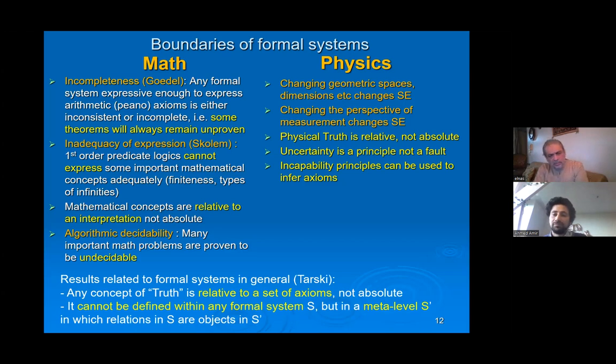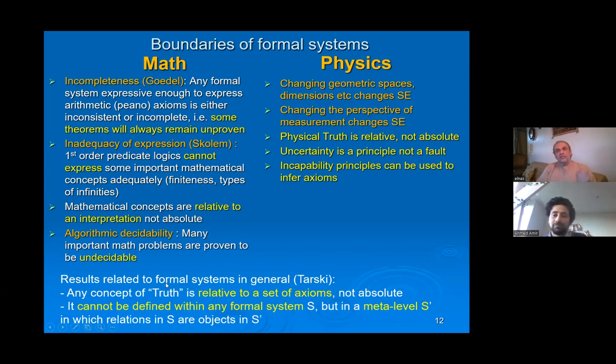Tarski is a mathematical logician, and he is the one who formulated the actual formal system of mathematical logic which we use today. He investigated formal systems which might not be logical, because not all formal systems are logical systems, but all logical systems are formal systems. Formal system is something more general. So he studied formal systems in general, and he found out that any concept of truth is relative to a set of axioms, not absolute.